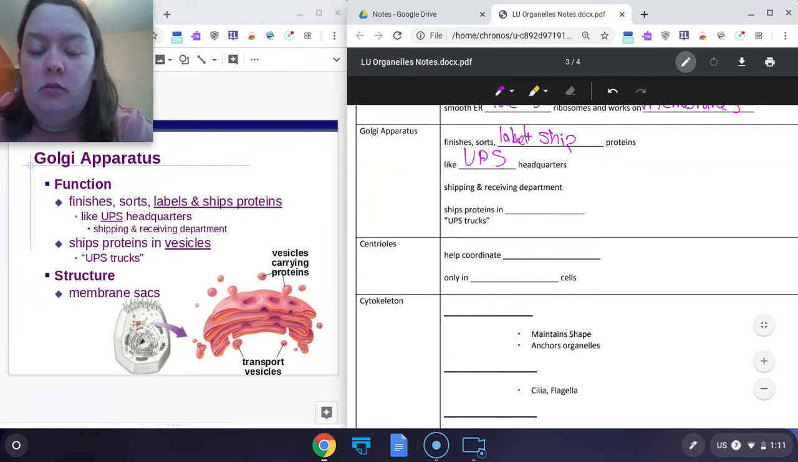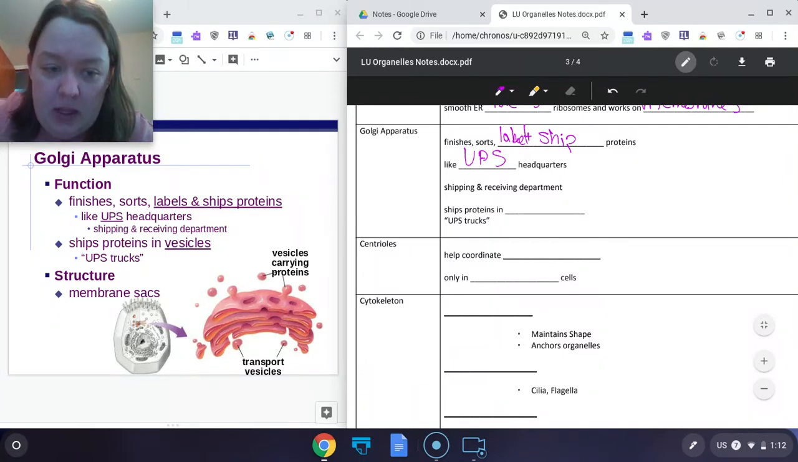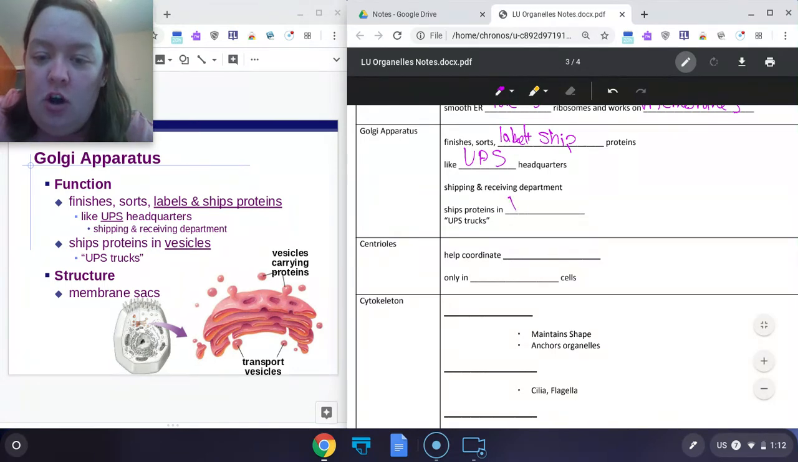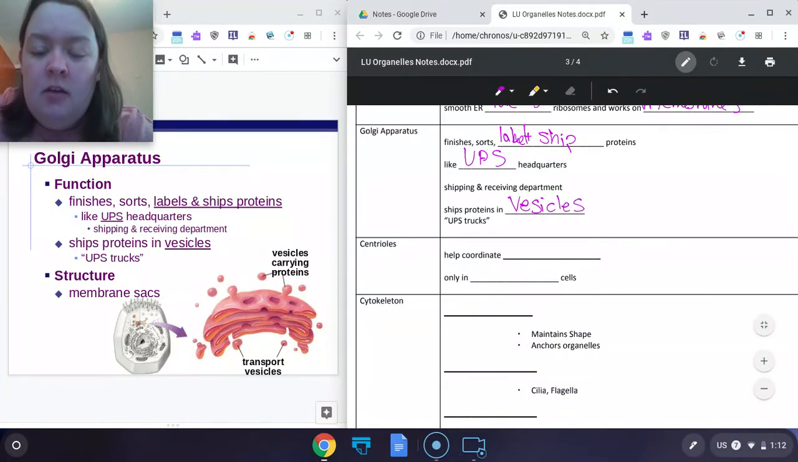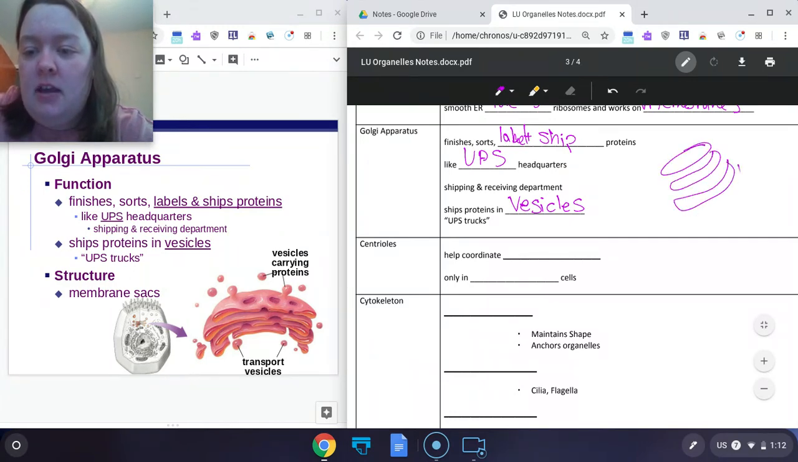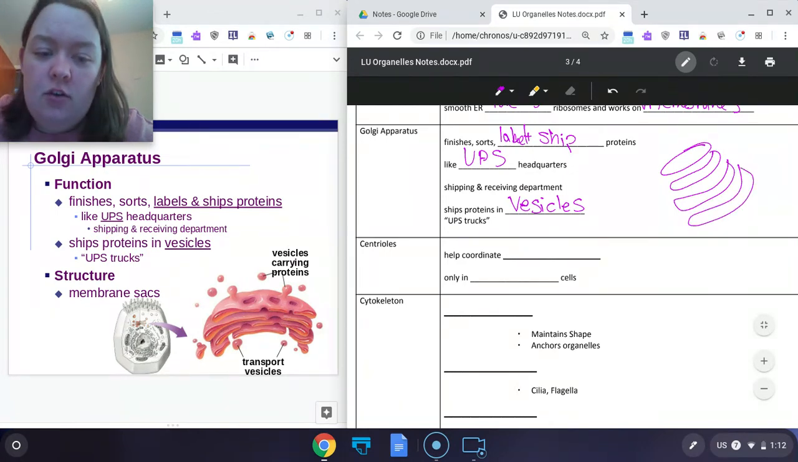Now, we talked about earlier vesicles. Vesicles are used to transport. So the Golgi is going to have vesicles branch off to carry things where they need to go. Because remember, vesicles are like vehicles. So the Golgi is going to be a series of flattened sacs that look like this. And they're also going to have little budding vesicles that are carrying things where they need to be.